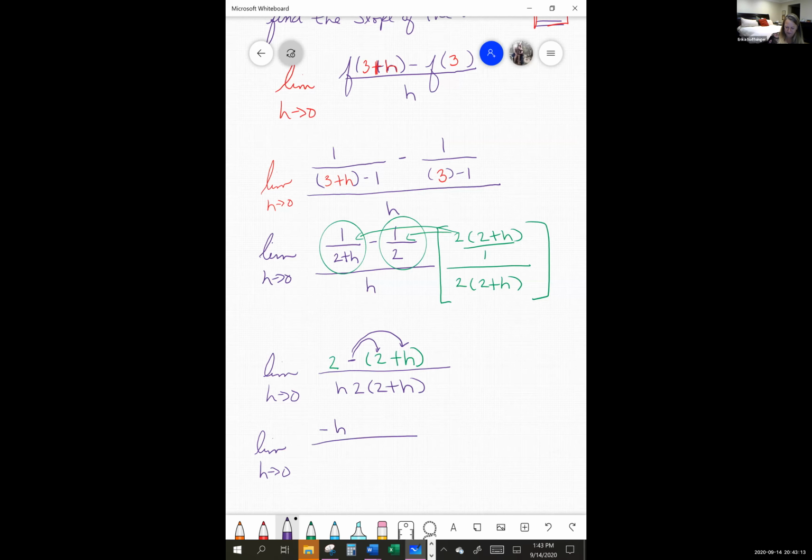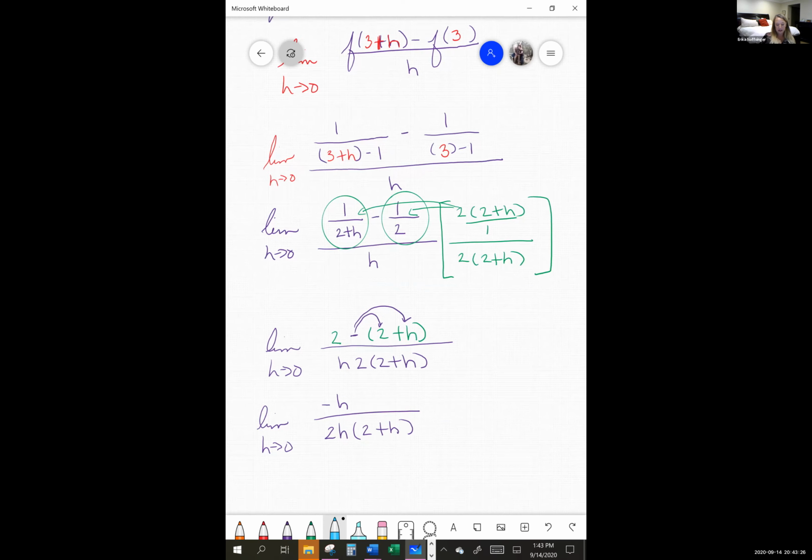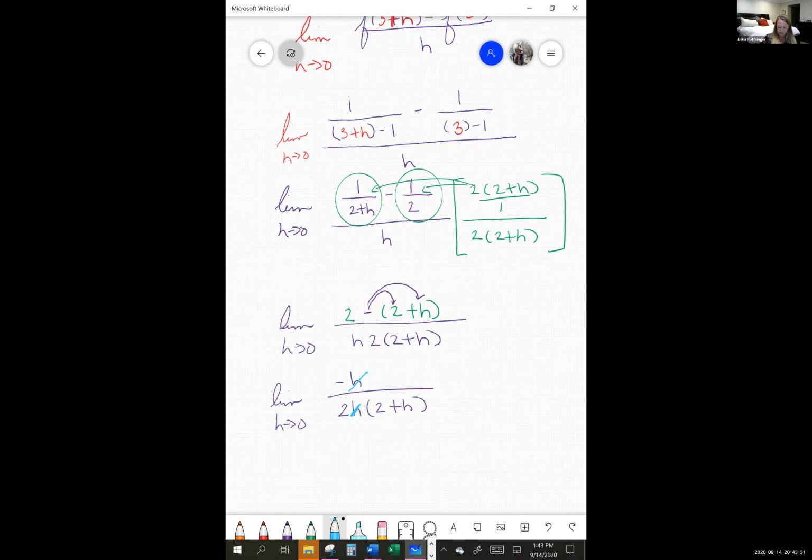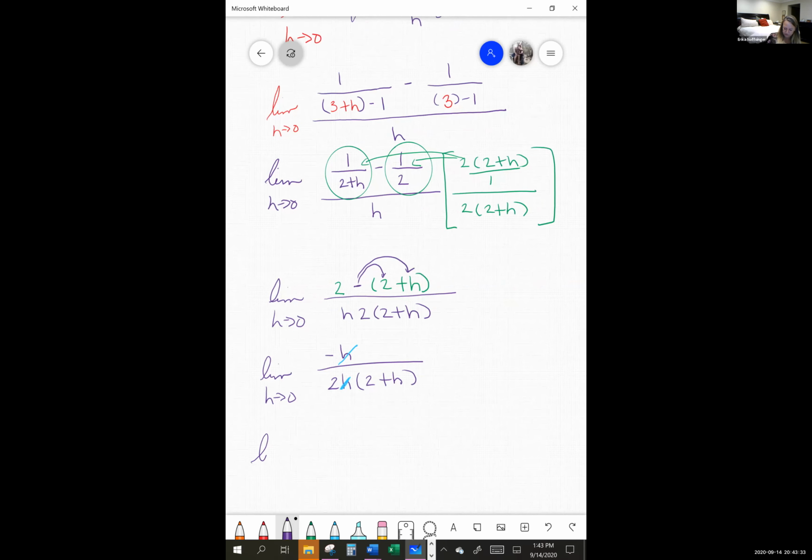All over, I don't really like seeing it as h times 2. Doesn't really matter. 2 times 8, all times 2 plus h. And if I plug in 0 there, it's 0 over 0, but these h's cancel with one another. And so we're looking at the limit as h approaches 0 of negative 1, all over 2 times 8 times 2 plus h. Now when we plug in 0, wherever we see an h, it's going to fall out to be a number, which is negative.